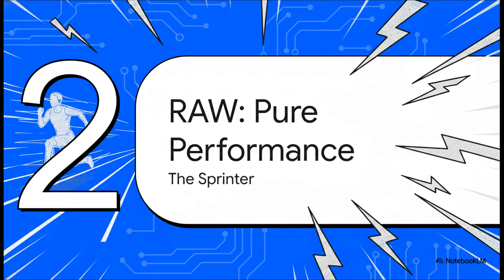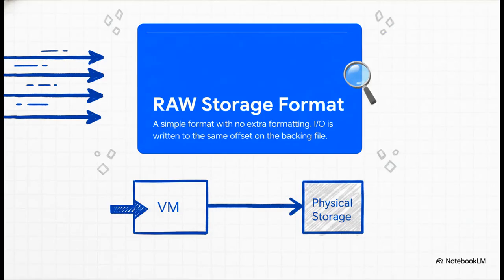Okay, let's move on to our first contender, the RAW format. A good way to think about RAW is to picture a sprinter. It's built for one thing and one thing only: pure, unapologetic speed. And the secret to RAW's incredible speed is just how beautifully simple it is. I mean, look at this diagram. There's no extra layer, no complicated formatting. When your virtual machine writes data, it's a direct one-to-one mapping straight to the storage file on your host. This means there is practically zero performance overhead. It's about as close to bare metal speed as you can possibly get in a virtual environment.